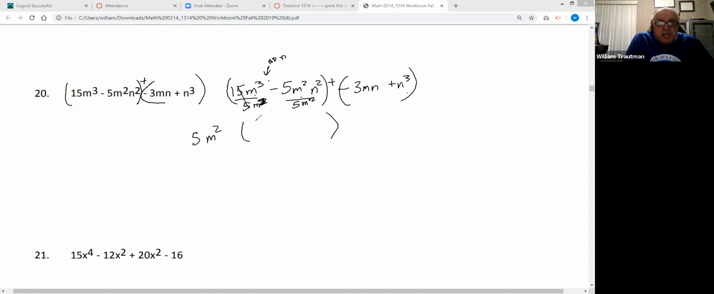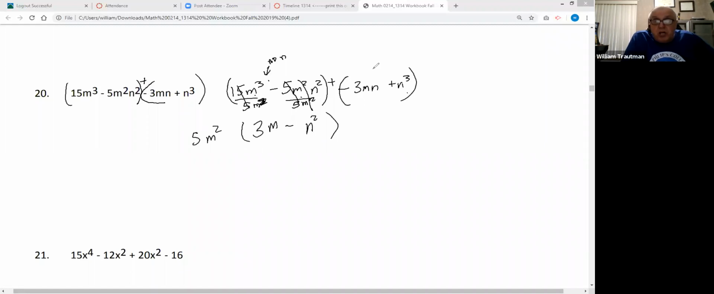15 divided by 5 is 3. m cubed divided by m squared is m to the 1 power. Negative 5 divided by 5 is a negative 1. The m squares cancel, and we're left with n squared. So a negative 1n squared. And if I was you, get used to when you say negative 1n squared, you don't need a 1 in front of a letter, so you just erase it. The negative has to be there, but that 1 is invisible.